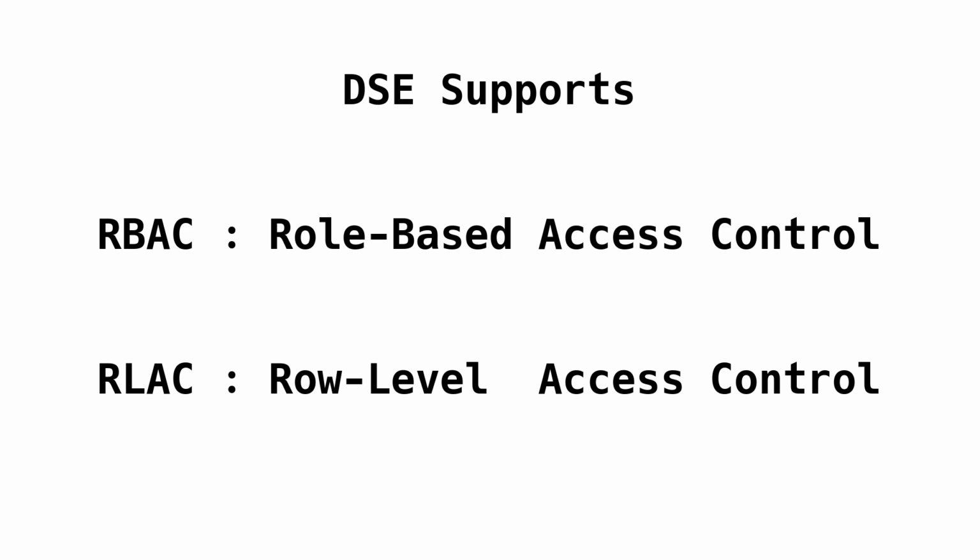For authentication and authorization, DataStax Enterprise supports 2 methods. First one is called role-based access control. For more granular control, we can also enable row-level access control. In this session, we will just use role-based access control and not enable row-level access control.